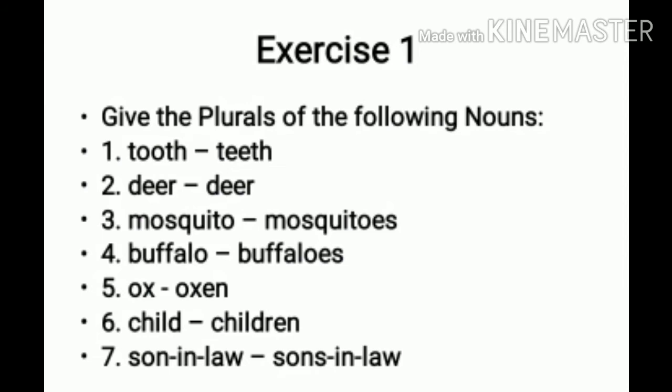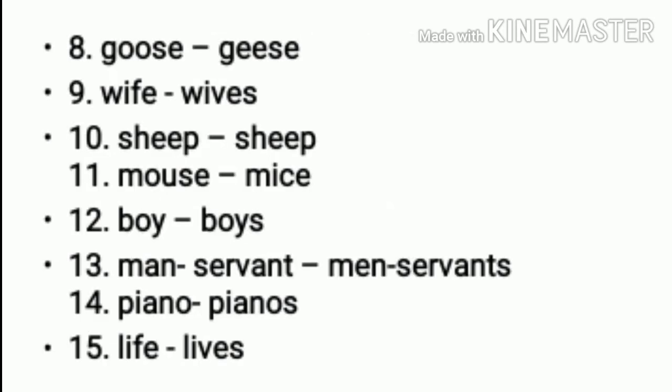Fifth, ox. Ox becomes into the plural by adding an EN and becomes oxen. Sixth, child. One child, many children. The spelling changes. DREN, children. Seventh, son-in-law becomes sons-in-law. We don't add S behind the law. There are many sons. So one is son and many will become sons-in-law. Eighth one, goose. Double O changes into double E and becomes geese.